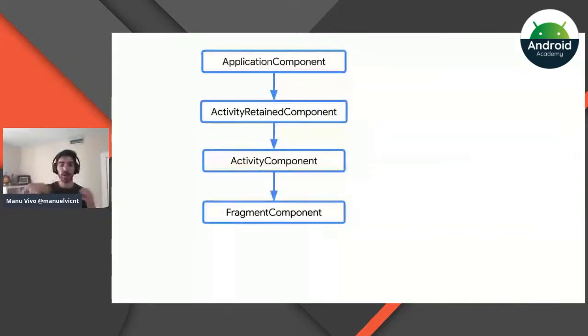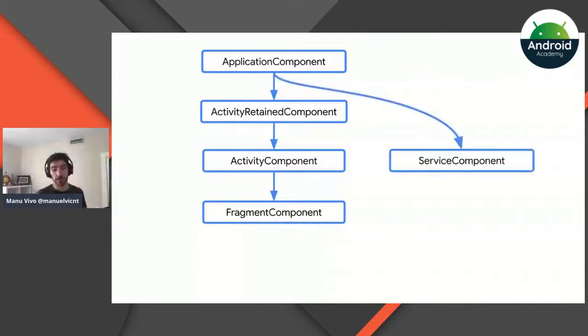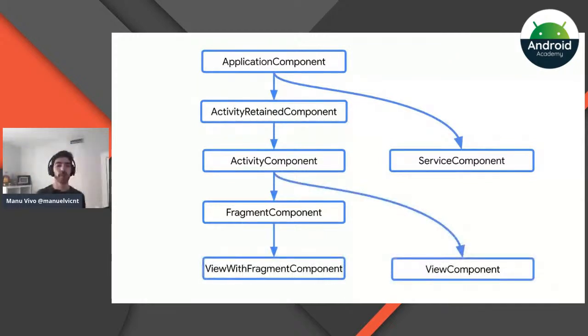So those dependencies are going to flow down, and that information is going to be available in those low-level containers as well. But apart from this, we also have other kinds of components. For example, we have the service component in case you want to use Hilt out of the box in a service, as well as a view component. So you can have a view component that extends directly and gets information from the activity, because it might be used in an activity, or the view with fragment component, in case you want to get information from the fragment itself.